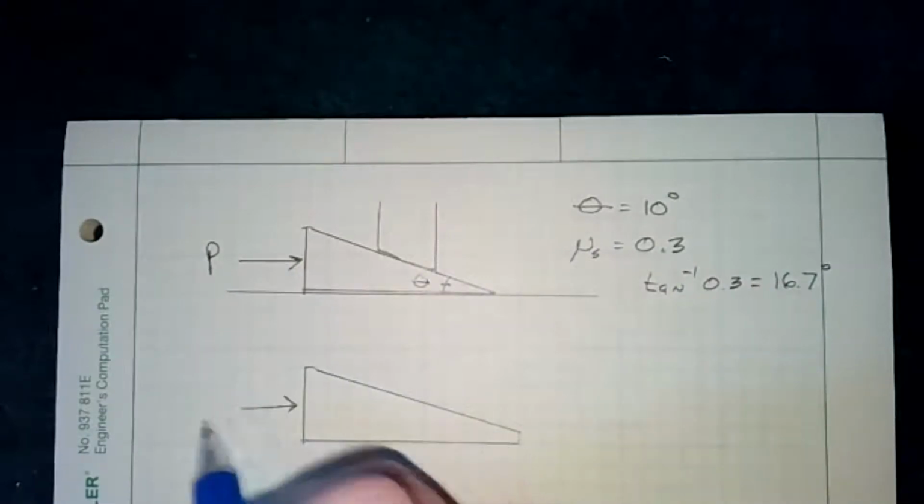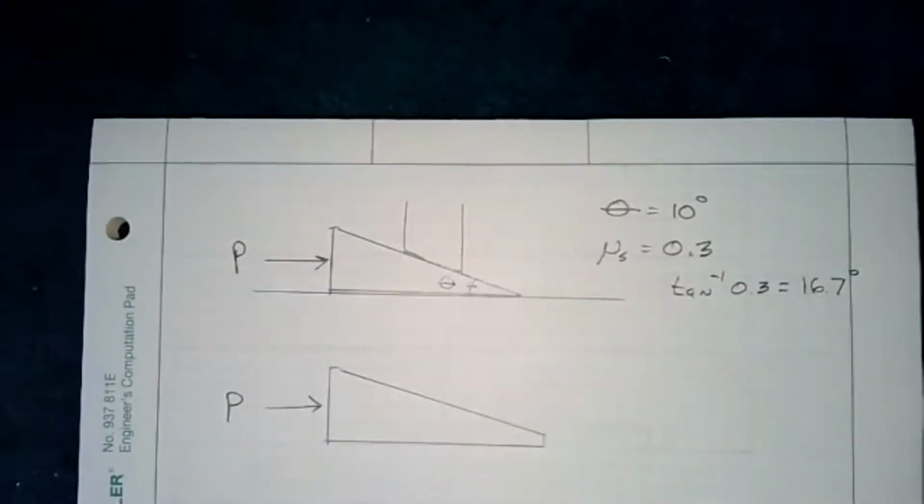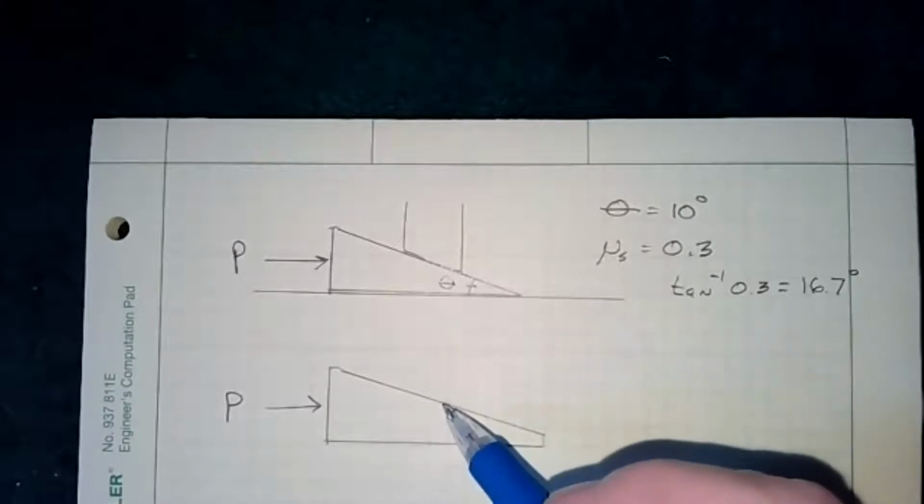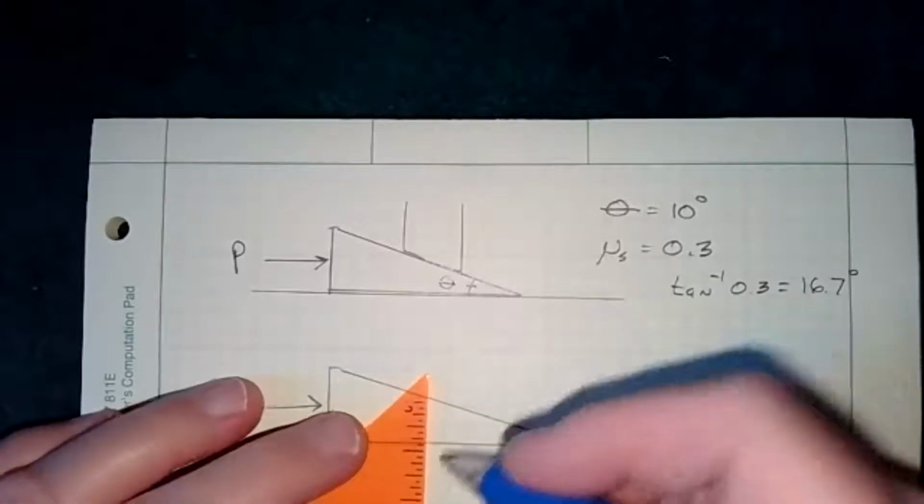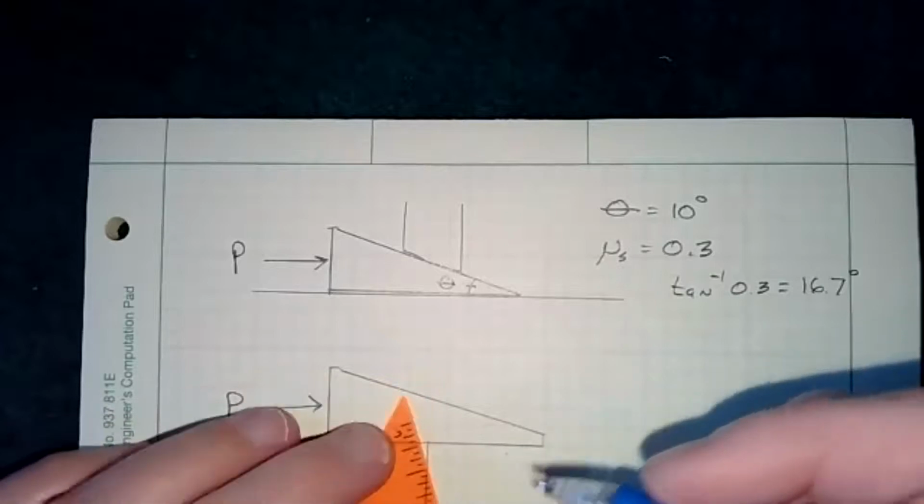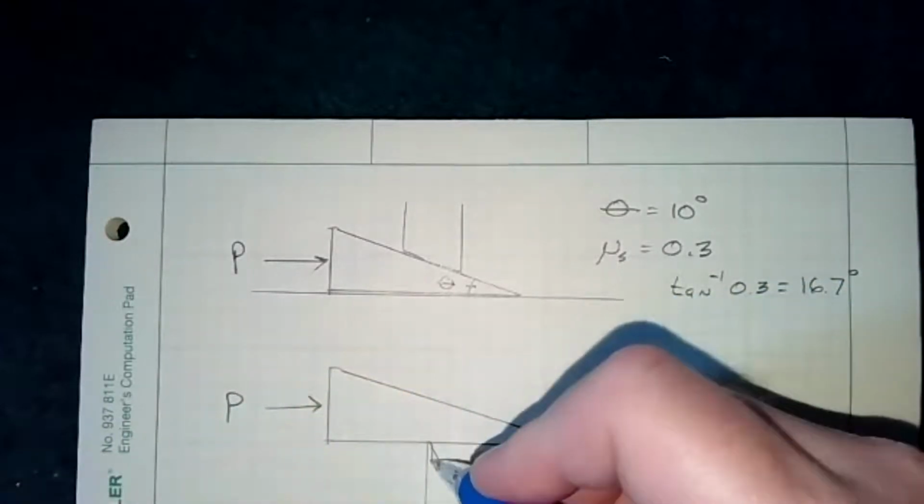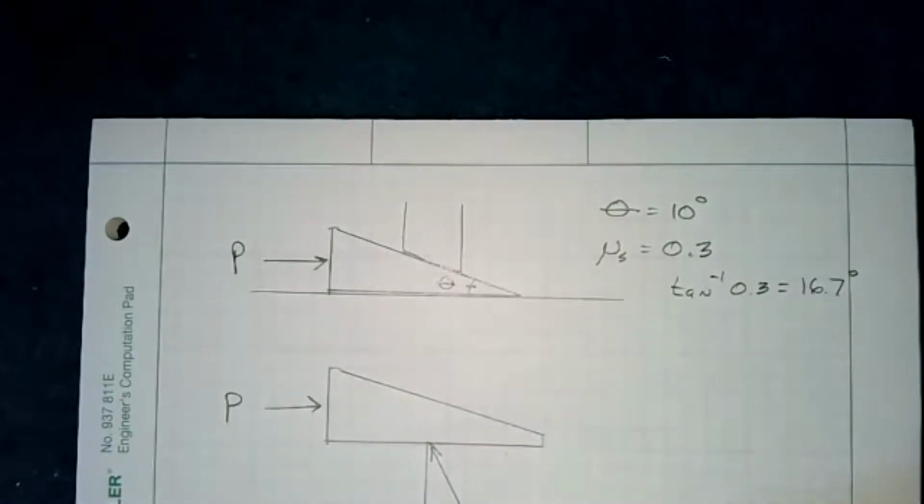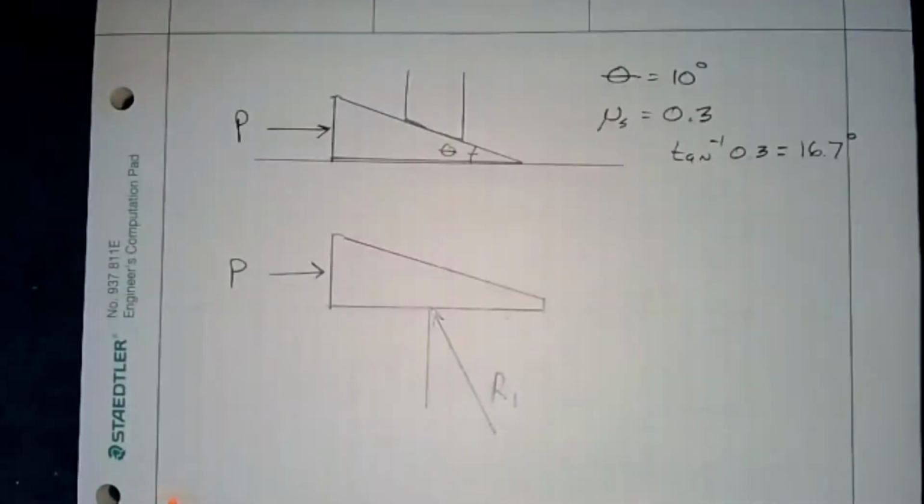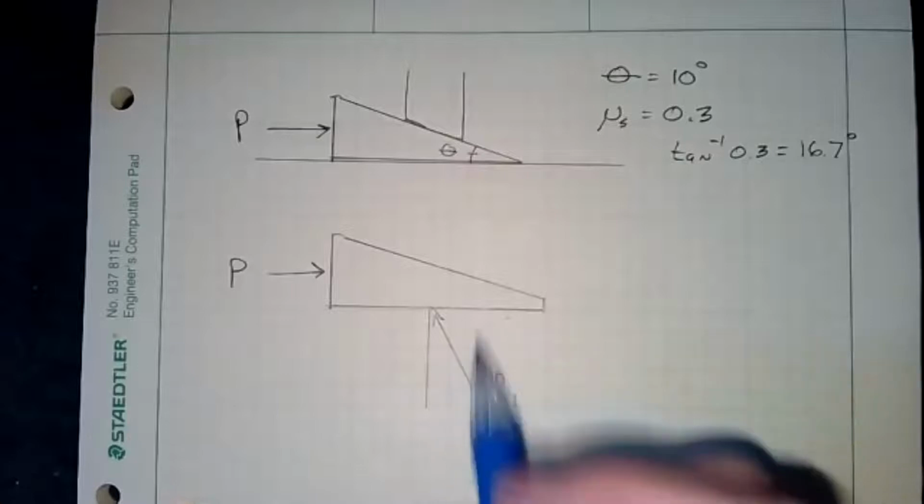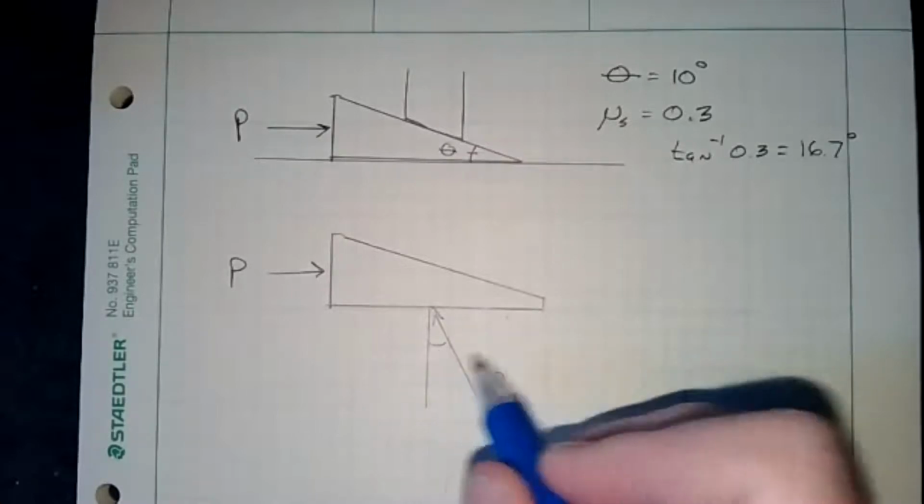And so we have P here. Now, let's say we want to figure out what the reactions are. Well, at the bottom here, we know that we can draw this reaction we'll call R1. And this angle here is going to be our angle of repose, right?